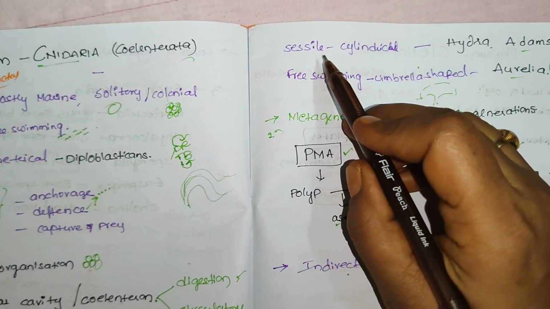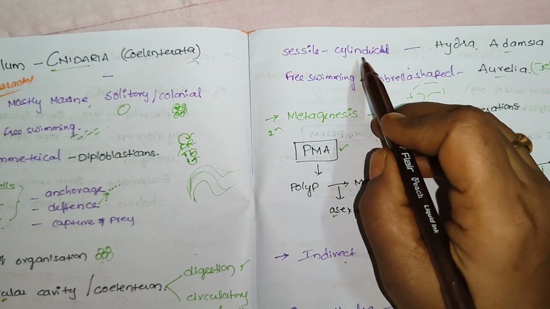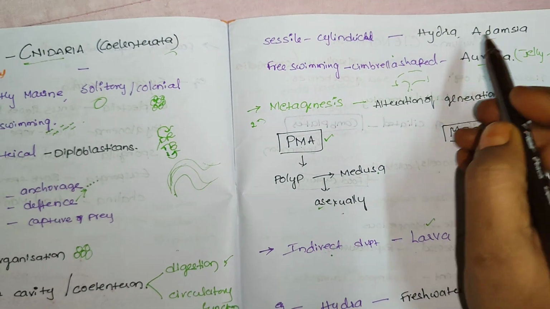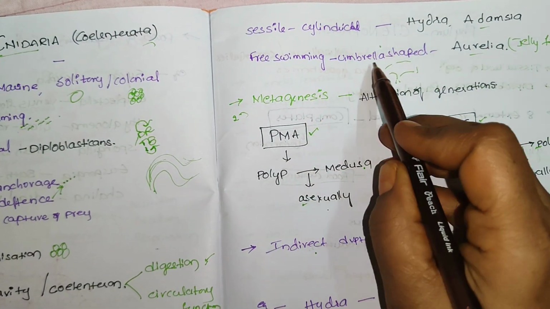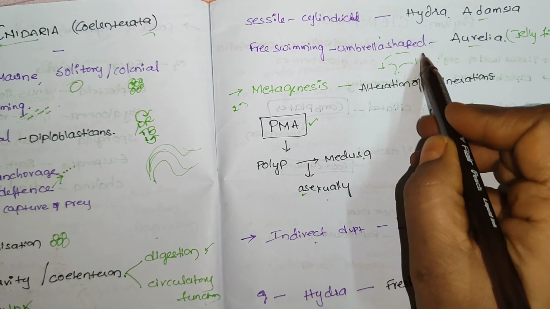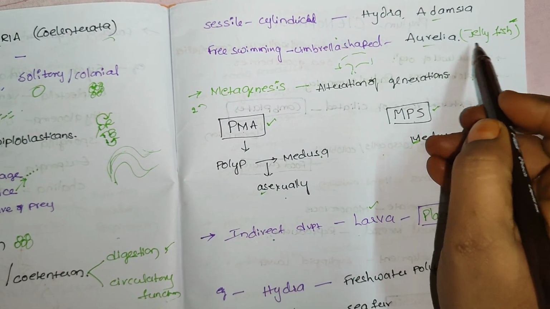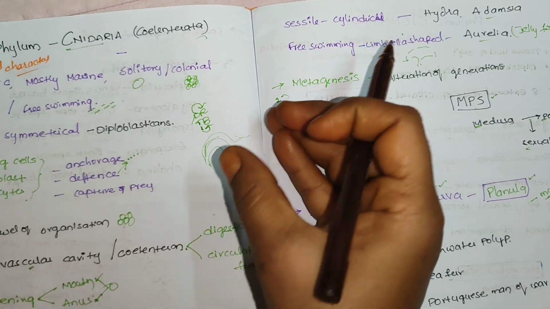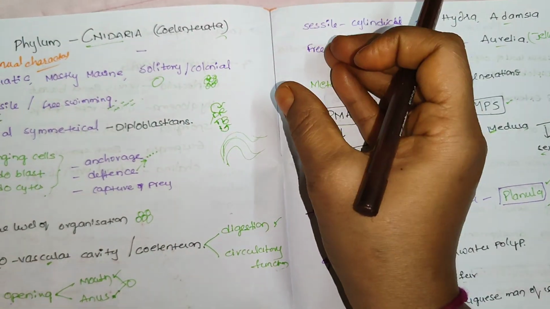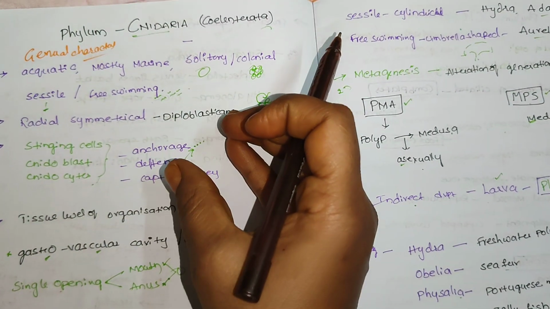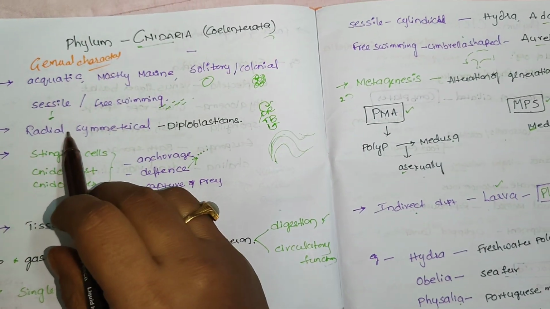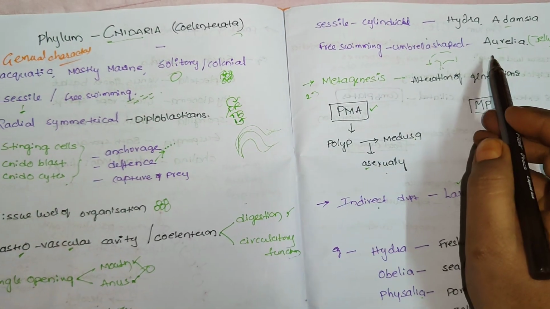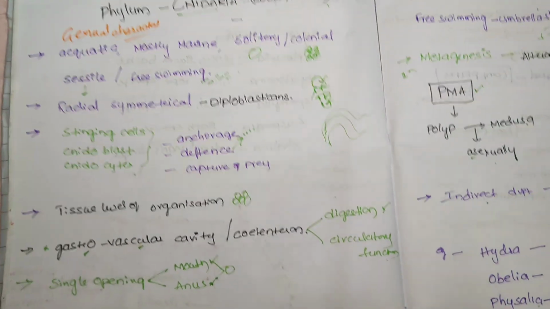Here for example, sessile organisms are cylindrical in shape. Examples are Hydra and Adamsia. Then free swimming organisms are umbrella shaped. Examples are jellyfish or Aurelia. So some members of the Cnidarians are solitary or colonial, sessile or free swimming. Sessile examples are Hydra and Adamsia, free swimming is Aurelia, commonly called a jellyfish.